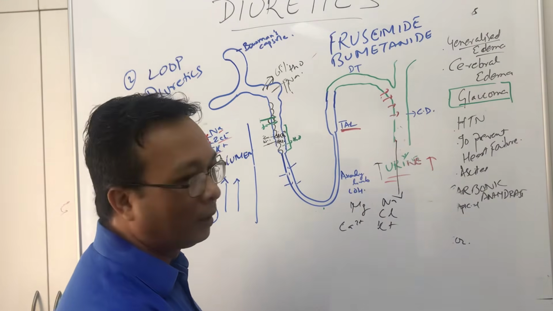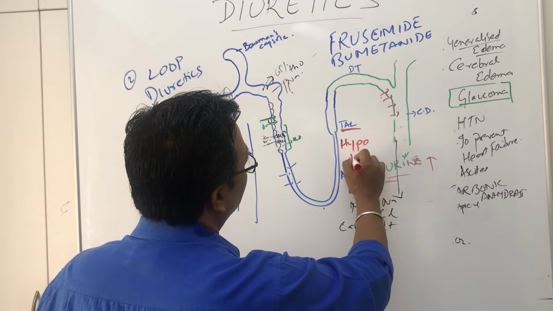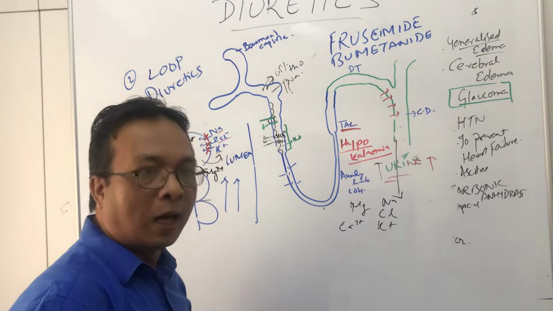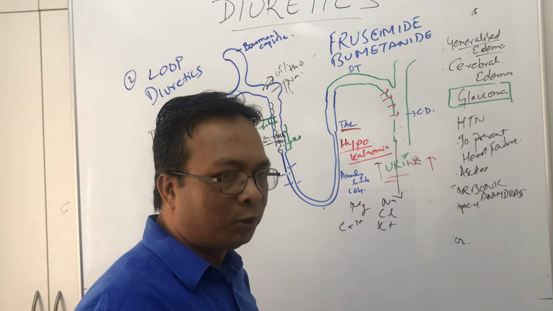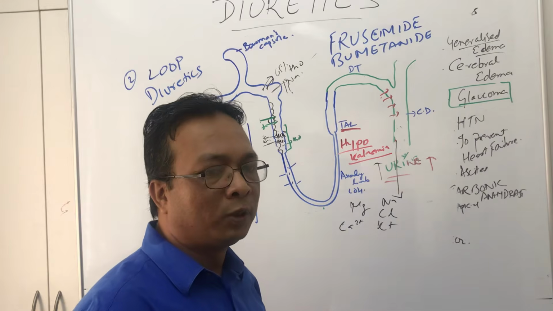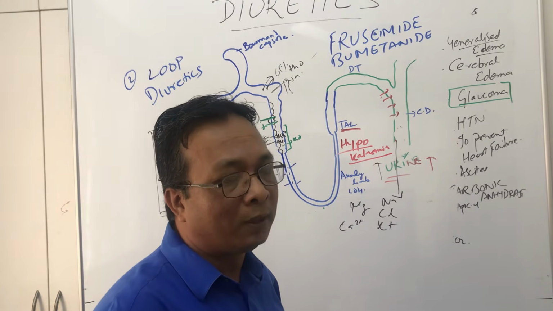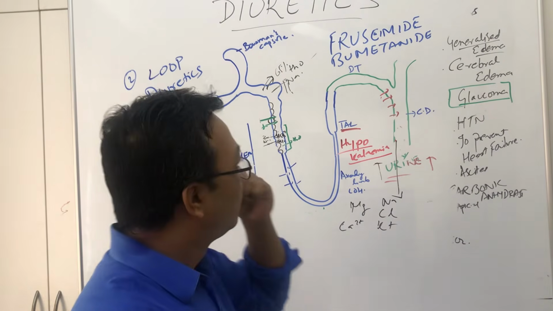Okay, hypokalemia. Here we are losing lots and lots of potassium. As a result, the potassium amount in the blood goes down. We call it hypokalemia. That is also a very big complication. So when you give furosemide, which we use for swelling, ascites or whatever it is, we regularly check the potassium level in the blood, whether it is going down. If it goes down, you have to replace it or you have to stop.